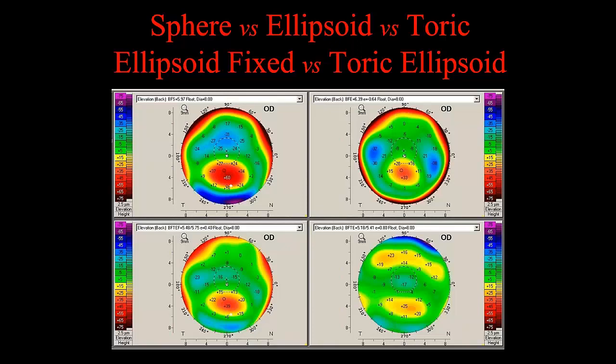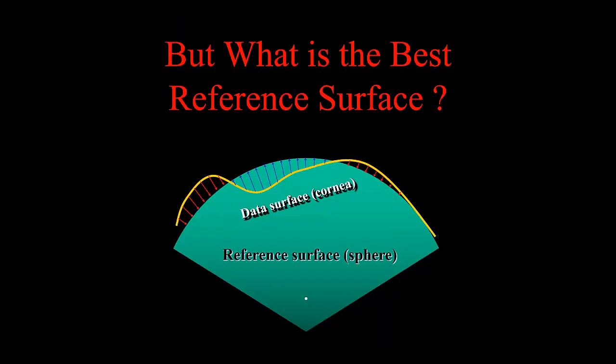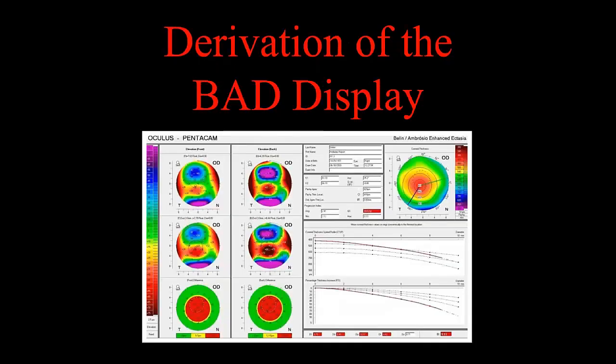Again, sphere versus ellipsoid versus toric ellipsoid. And again, while you can identify it here and here, you'll notice it is much easier to identify the ectatic region with the best fit sphere. So is the best fit sphere the best reference surface? And as I alluded to earlier, the reference surface just changes the appearance. It's not inherently more accurate than the other.